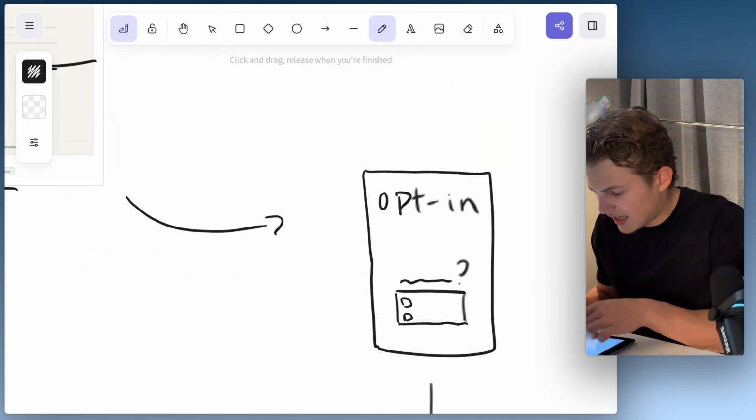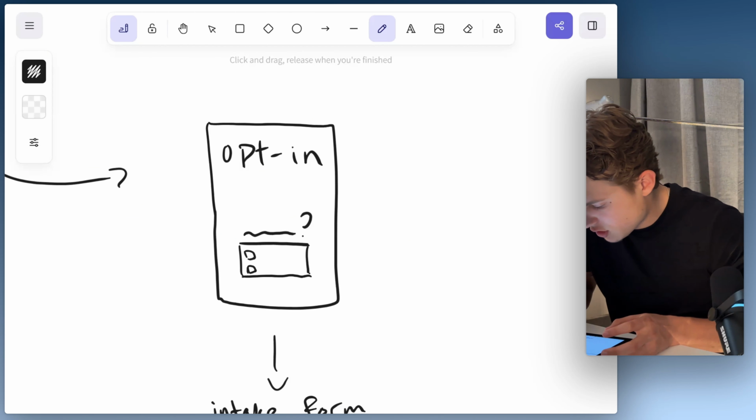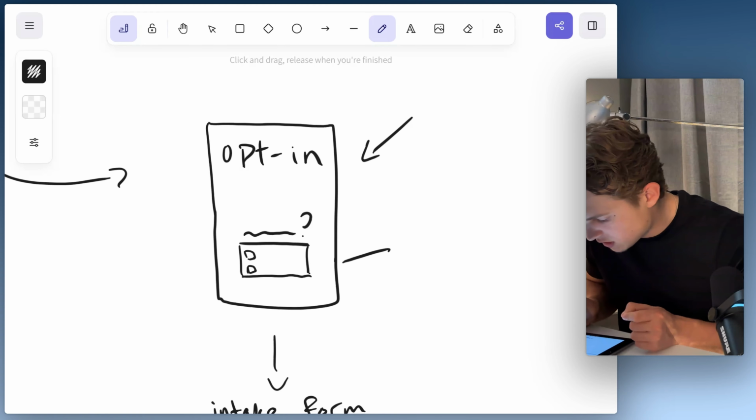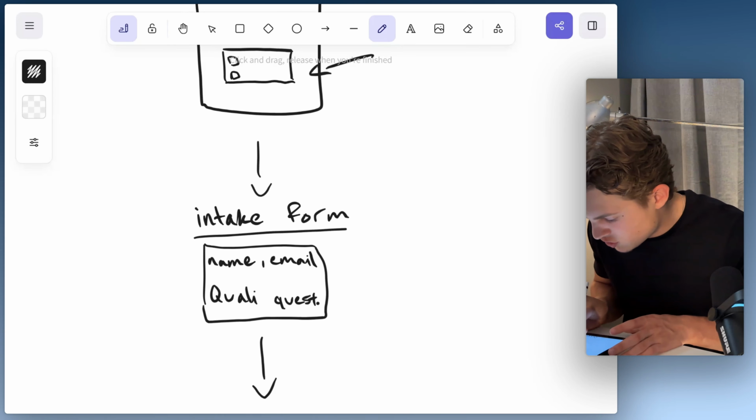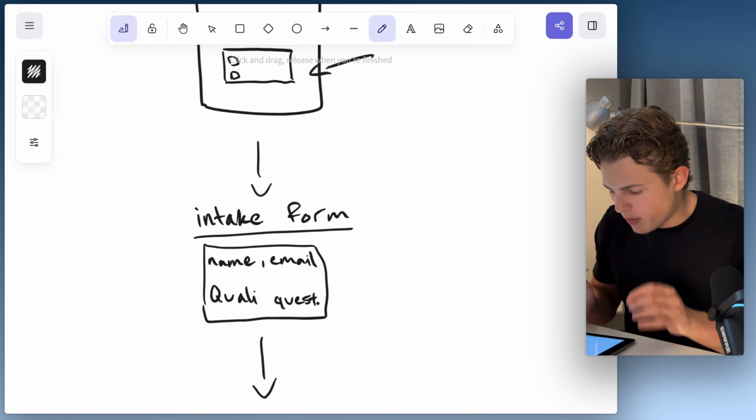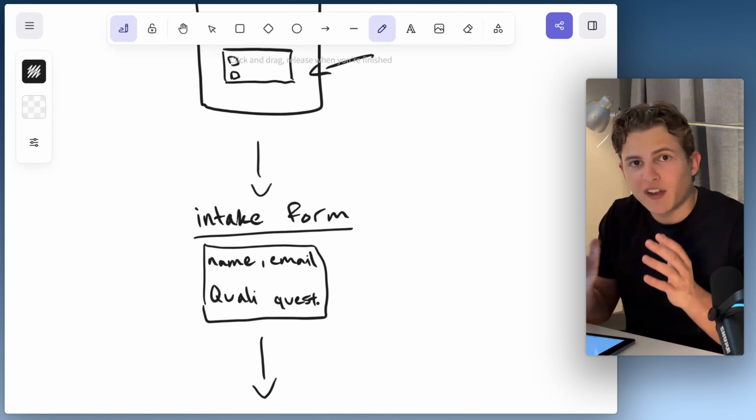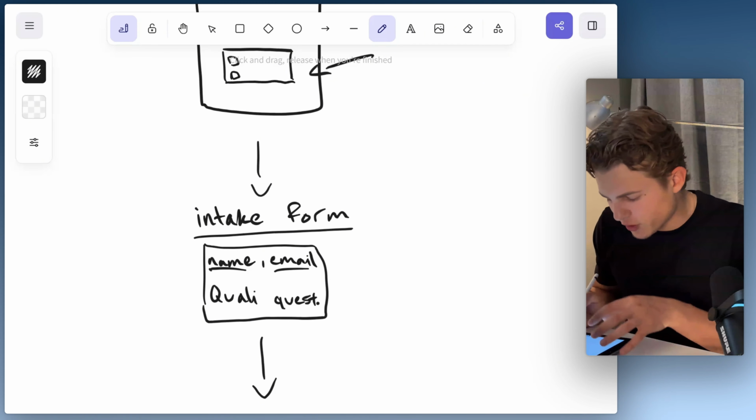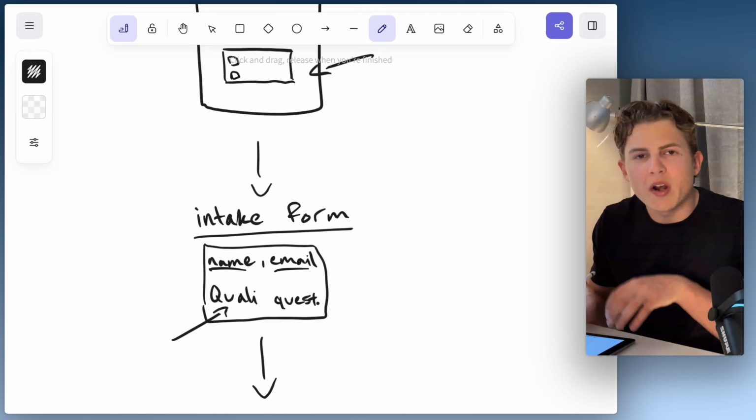And this is exactly how it works. So it starts with the opt-in page. And on the quiz opt-in page, you want to have the quiz survey. This survey is the intake form. And in this intake form, you want to obviously ask them the same standard questions. You want to ask their name, email, and phone number if you want that. But then after that, you want to ask your qualification questions.